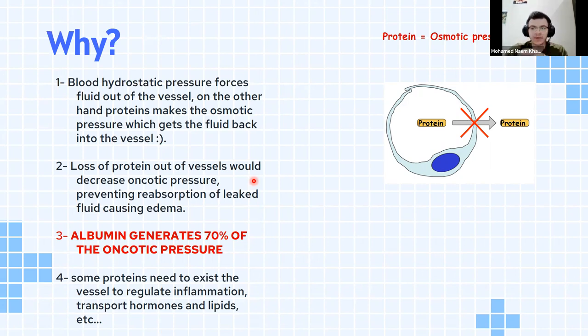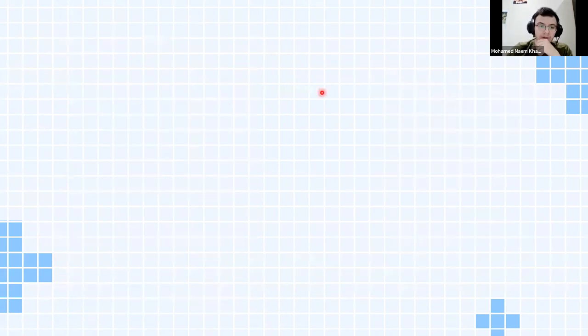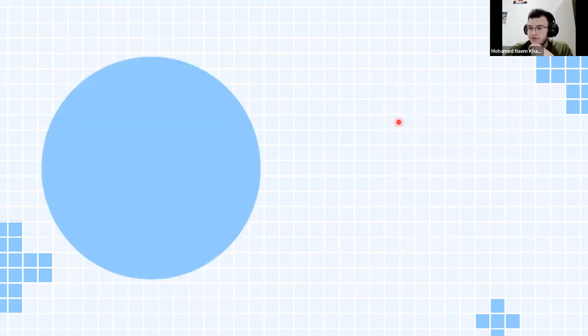And there's a specific mechanism that we're going to talk about later. Is this clear? Is this clear, guys? Again, we need a mechanism to get protein out of the vessel. We're going to discuss it later in the lecture, so just stay tuned. So this is the first function, the regulation of the permeability.